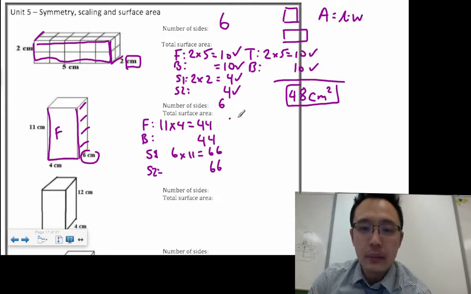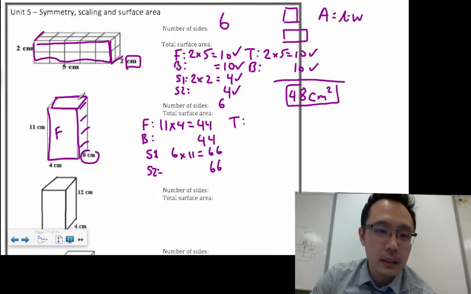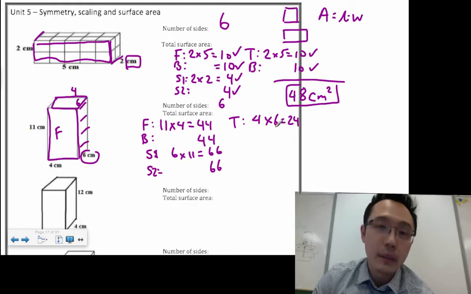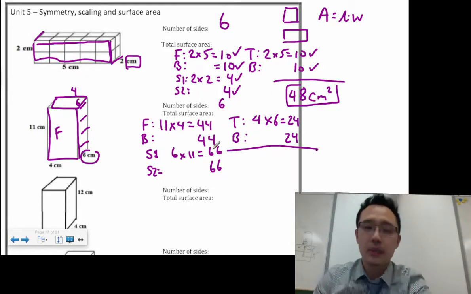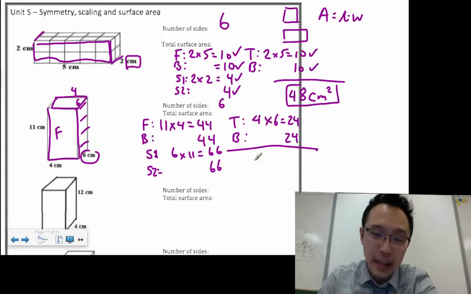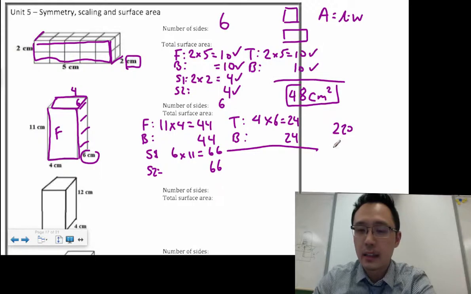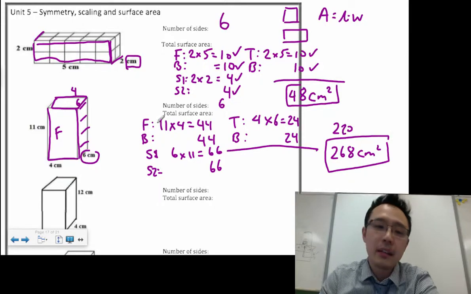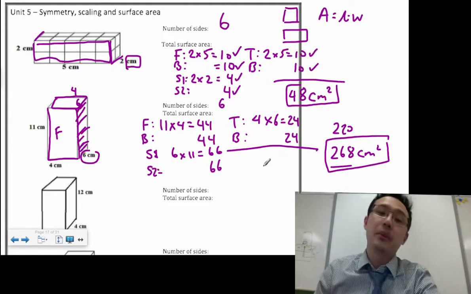Now, what do we have left? We have the top part, right? And the dimension is going to be 4 and 6, so 4 times 6 is 24. And if we have a top, we have a bottom, so we don't even have to calculate it. We know that there's always 2 sides of each. So add all this stuff up. 44 plus 44 is 88, plus 66 plus 66, that's 220, plus 48, that is 268, and then that's centimeters square. So that's the surface area. That means all the area of all the sides of this is equal to 268 centimeters square.